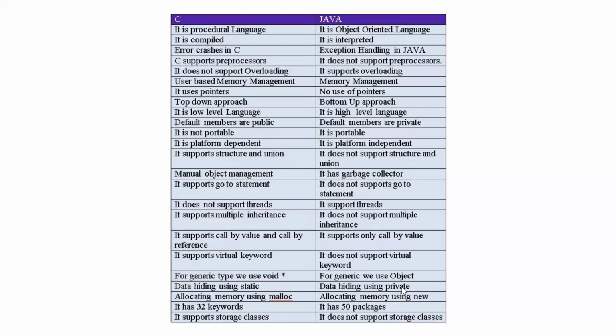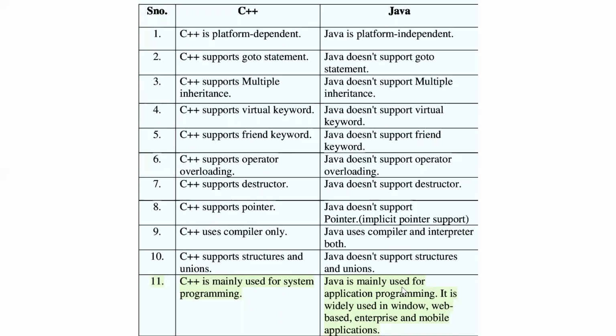So that's all about some differences between C and Java. Whenever your interviewer asks, try to tell at least six to seven differences between C and Java. Fine. So next, let's come to one more set of differences.